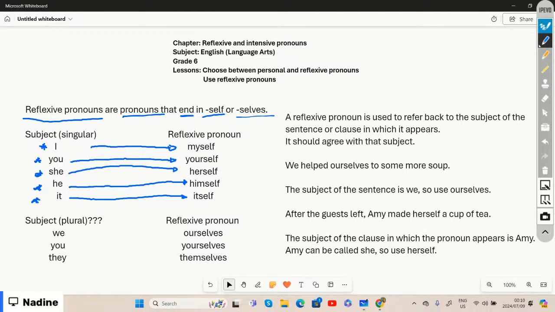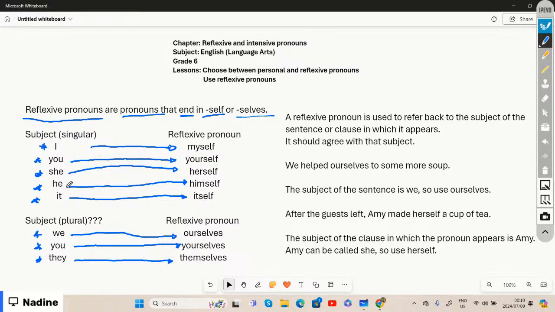Then we also have a plural subject, right? And remember, plural refers to more than one, more than one person or more than one thing doing something. If we refer to we, it's more than one, and then we say ourselves because we are referring to ourselves. This is the reflexive pronoun. If we're referring to you, remember you can refer to one person or to more than one person, then we say yourself, yourselves, sorry. And then we have they, which refers to themselves.